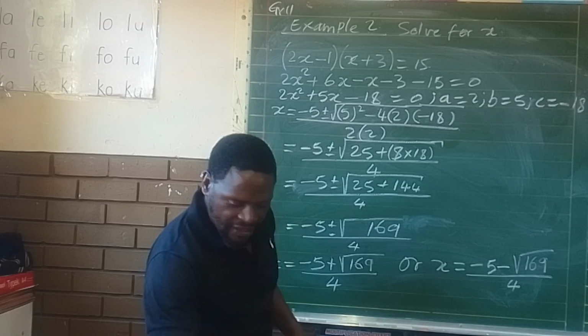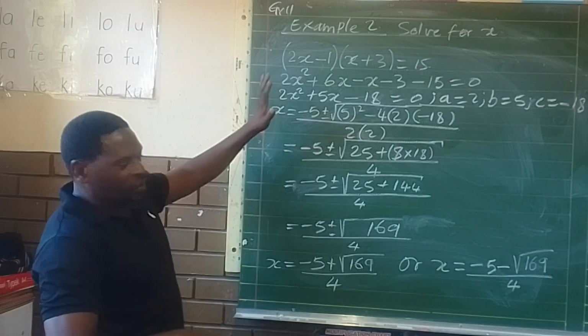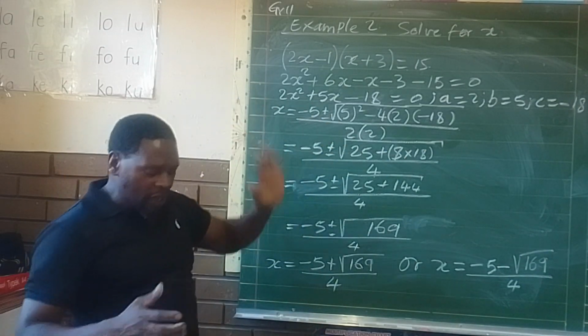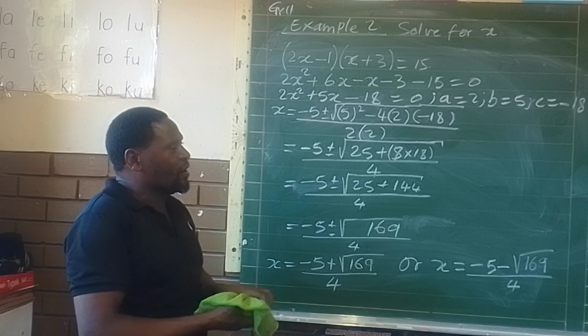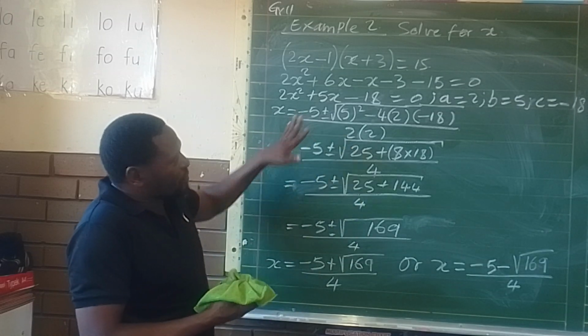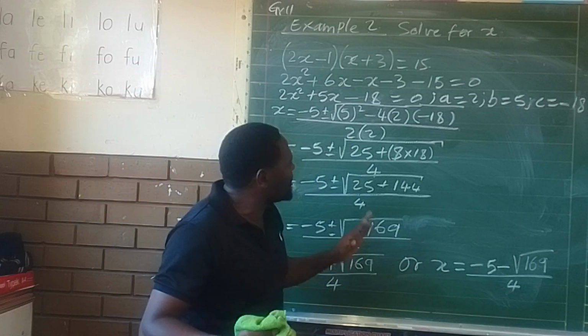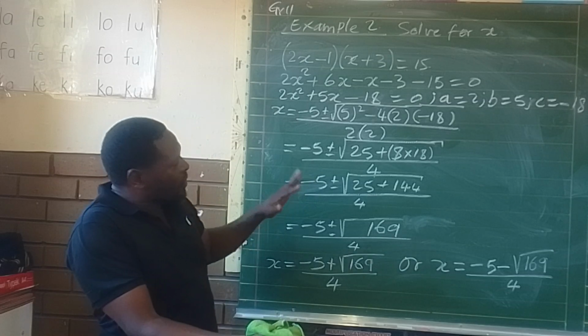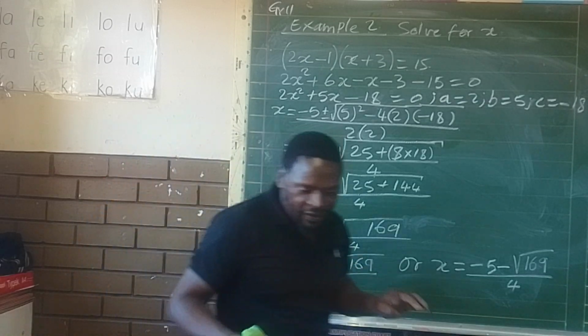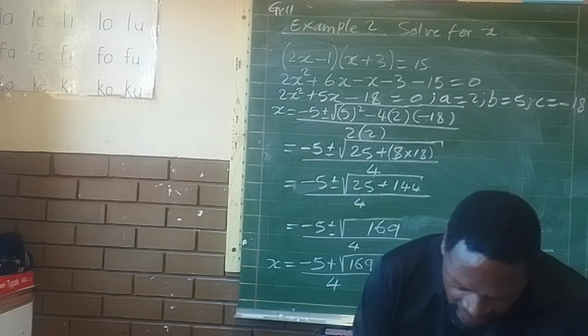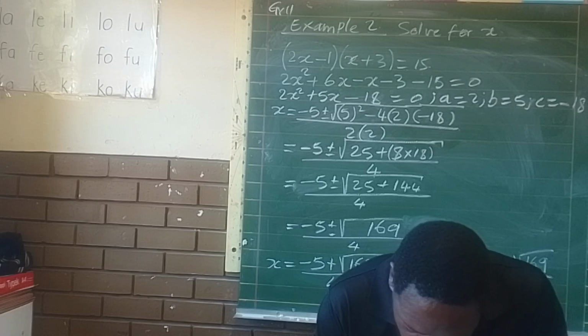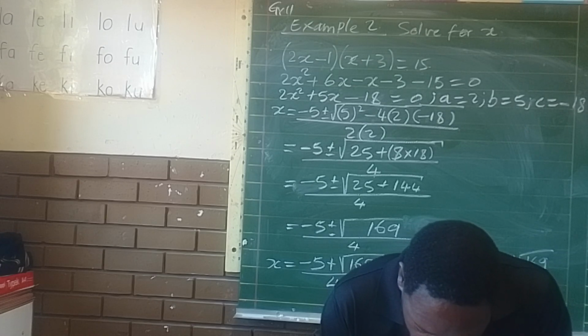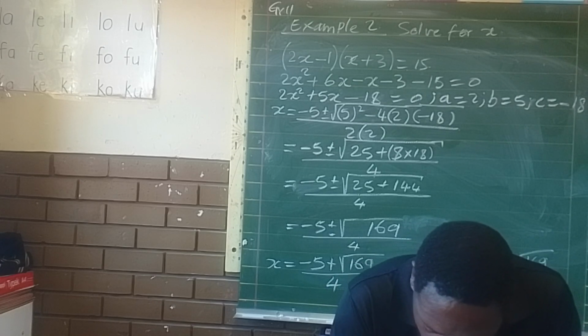Now, grade 11, I think you can use the same method. Go and practice yourself. You'll see that it is simple, but you must know what is the value of A, what is the value of B, what is the value of C in a given equation. I think we can leave it at that for now.